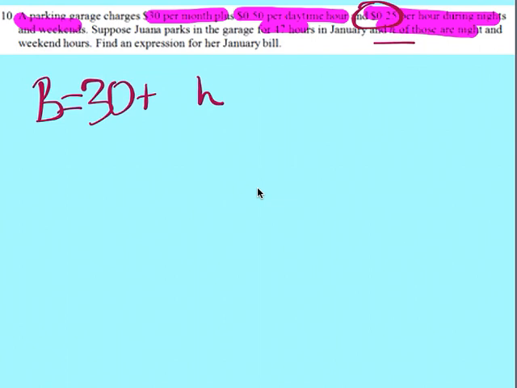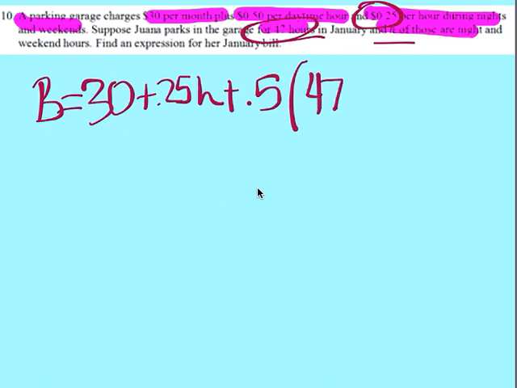Okay, then we know she's spending each of those on nights and weekends. Now remember that it's 25 cents for nights and weekends. So we're going to take the number of hours that she spent in night and weekends and multiply it by the 25 cents. Then we don't know how many hours she spent during the day, but we do know it's 50 cents for the day. What we do know is she spent 47 total hours. So to get the number of day hours, we're going to take the total number of hours and subtract the hours that were at night, which is represented by H.